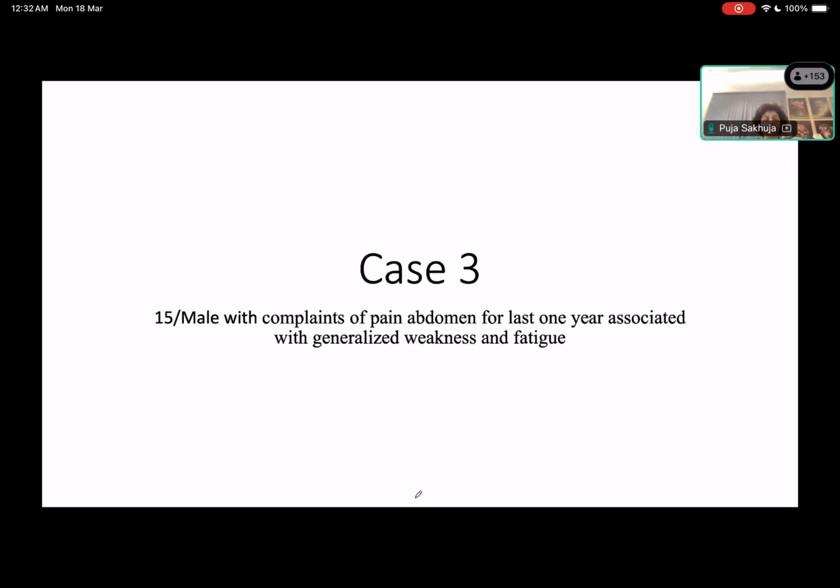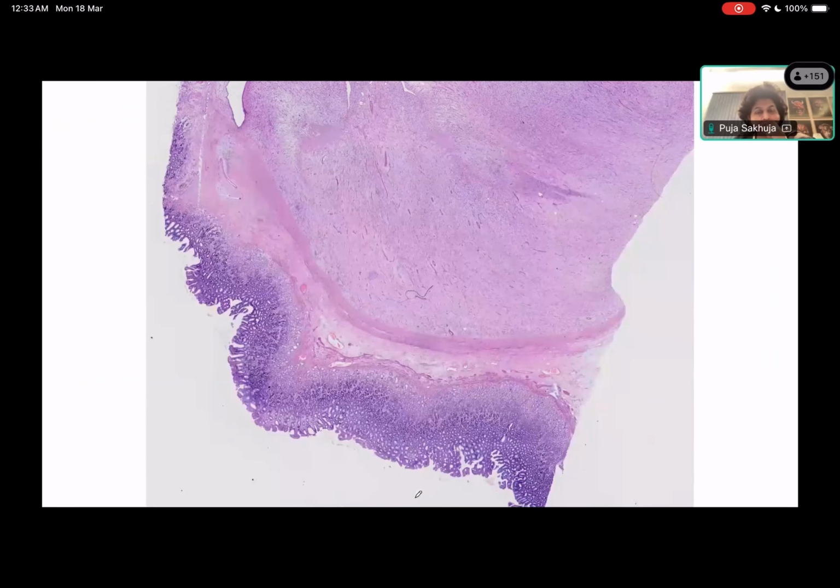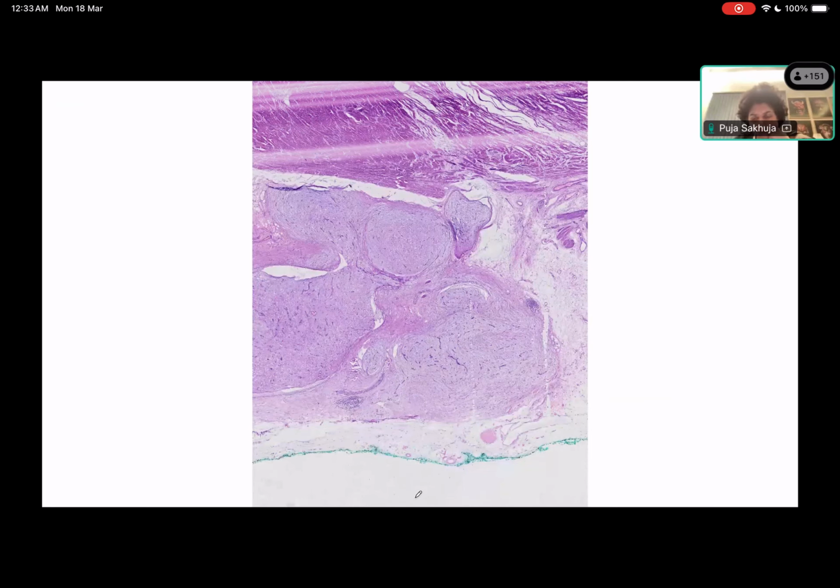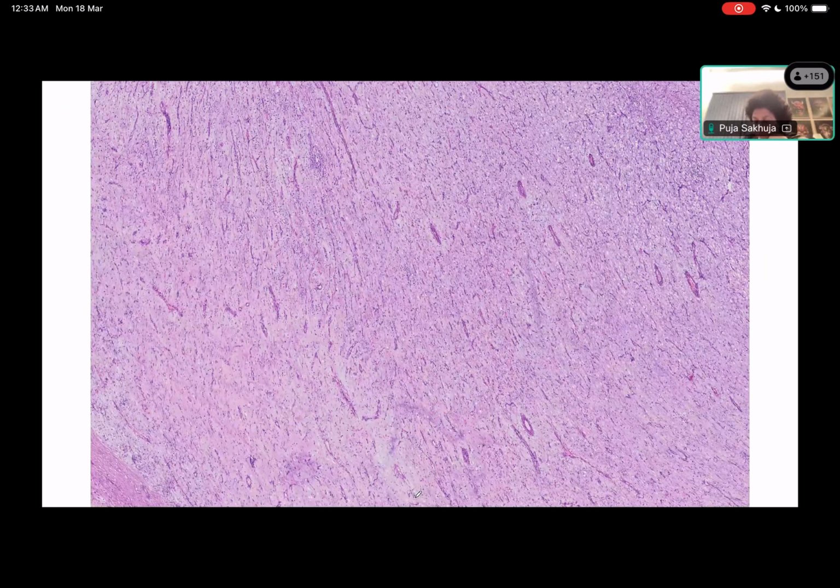Now, case 3 is a 15-year-old male with complaints of pain abdomen for the last 1 year, associated with generalized weakness and fatigue. Okay. So we shared with you these 3 photomicrographs. This was 1, 2, and 3. So Pragya is here. Yes, ma'am. Pragya, would you like to describe this lesion?